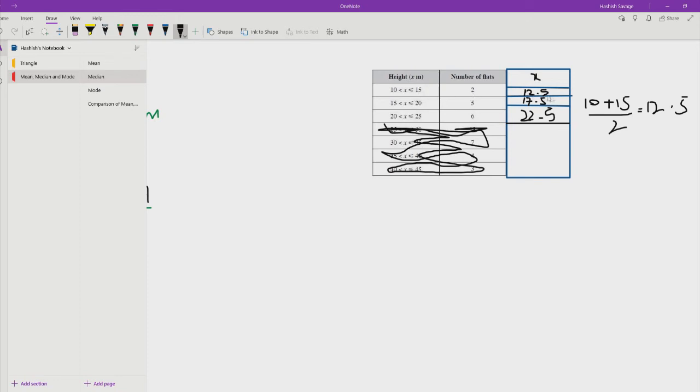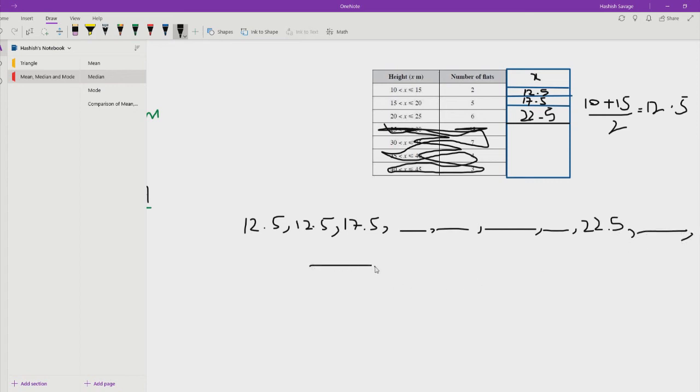Two times the answer 12.5. So I'll write the data like this: it will be 12.5, and then 12.5, and then 17.5. Similarly, you will write 17.5 five times, one here, one here, one here, and one here. Then you will write 6 times 22.5, and 2, 3, 4, 5, 6. So now you have written the data like this. If you are competent enough, then you don't need to write this.